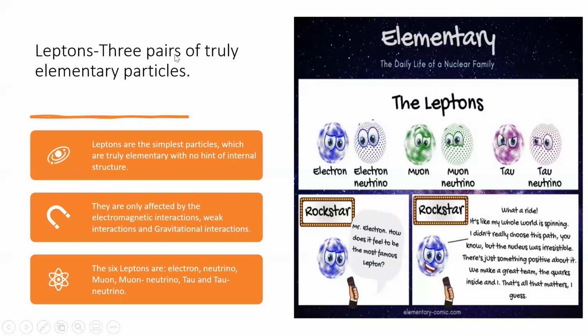Therefore, I say that these are three pairs of elementary particles. Three pairs. Always remember, whenever you talk about leptons, remember three pairs. Okay, and these are the fundamental particles.